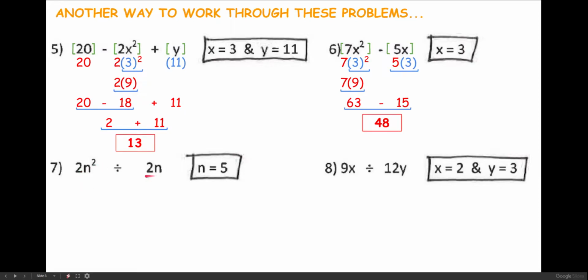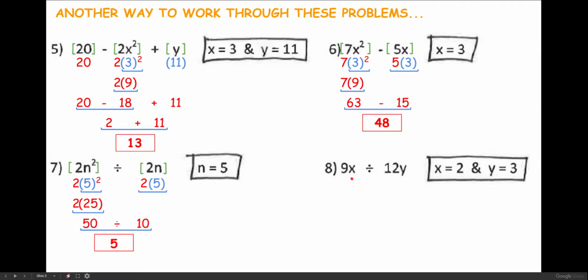2n squared divided by 2n. Well, 2n squared, that's just 2 times 5 squared, that's 25 times 2, which is 50. Let's deal with 2n now. That's 2 times 5, which is just 10. Bring down the division. 50 divided by 10 is 5.